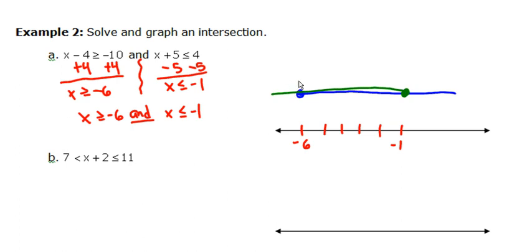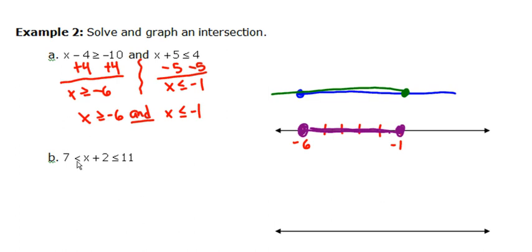My final graph is where the two inequalities overlap. So if you notice, my final answer, and I'm going to put this actually on the number line, I have a closed circle at negative 6, a closed circle at negative 1, and my solution is anything in between those two numbers, because that's where my inequalities overlapped.